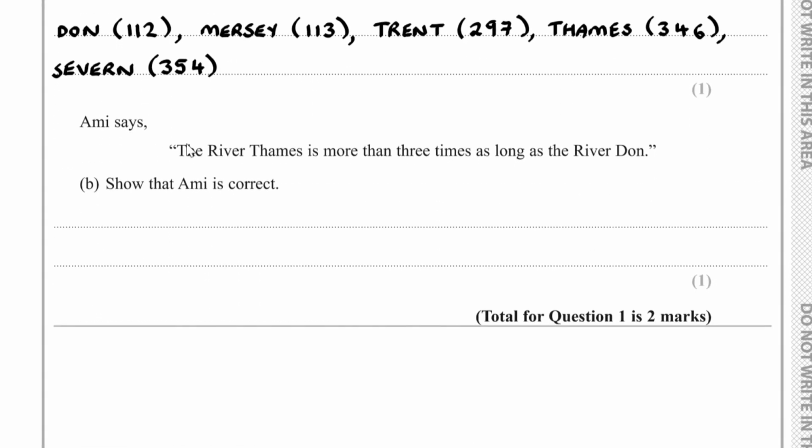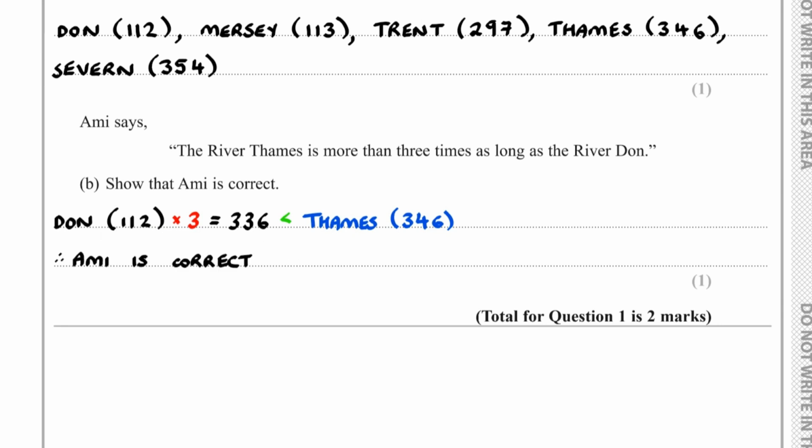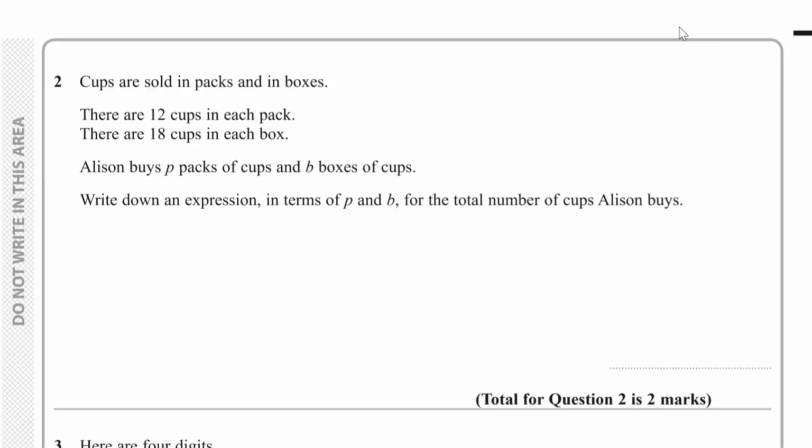Next, for part B, Ami says the River Thames is more than 3 times as long as the River Don. For part B, we have to show that Ami is correct. Well, we've got the River Don, which is 112 kilometers, and if I times this by 3, I get 336 kilometers, and this is less than the 346 kilometers, which is River Thames, which means the River Thames is more than 3 times the River Don, so Ami is correct.